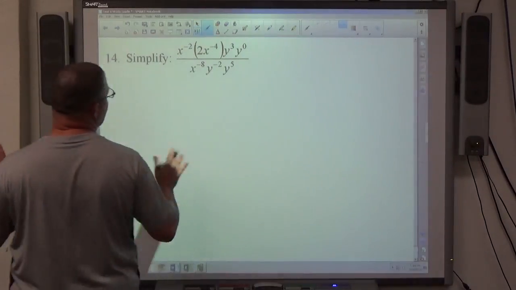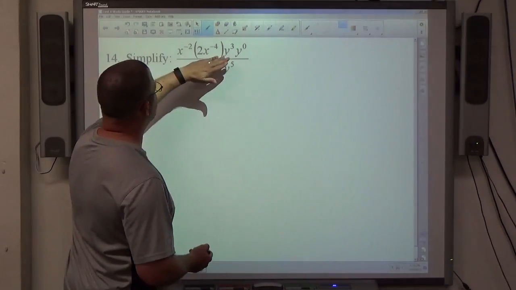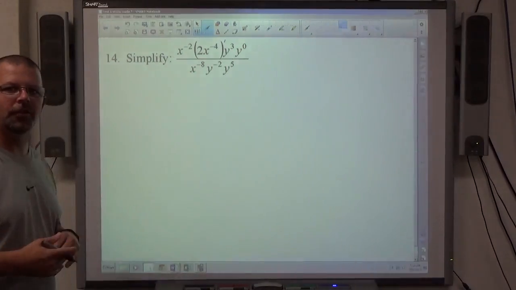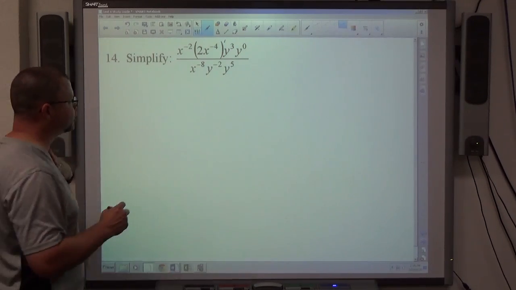Number 14. Simplify. This is just straight out exponent rules. First thing I always deal with exponents is this parentheses look. It is to the first power, so the parentheses are there for effect more than anything, but just to follow through the process correctly.